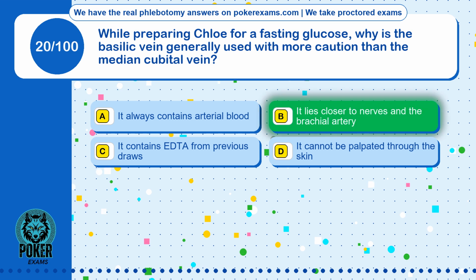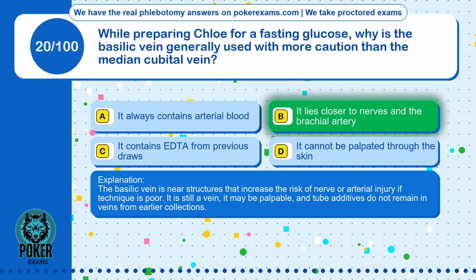It lies closer to nerves and the brachial artery. The basilic vein is near structures that increase the risk of nerve or arterial injury if technique is poor. It is still a vein, it may be palpable, and tube additives do not remain in veins from earlier collections.